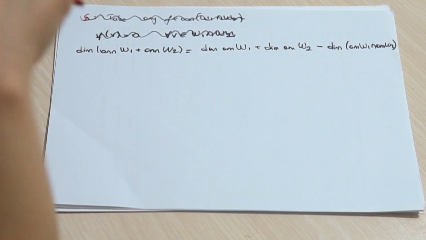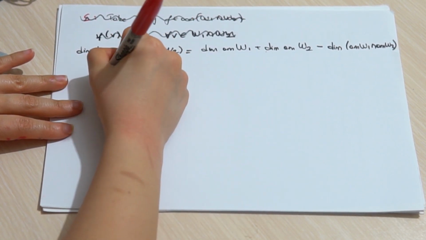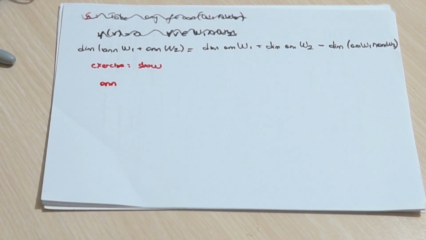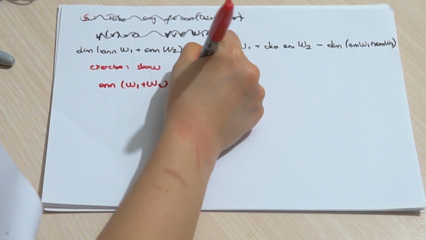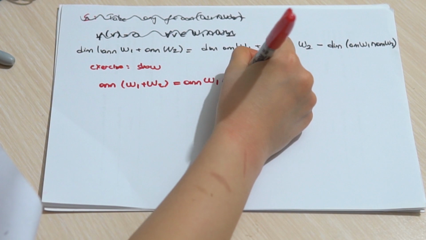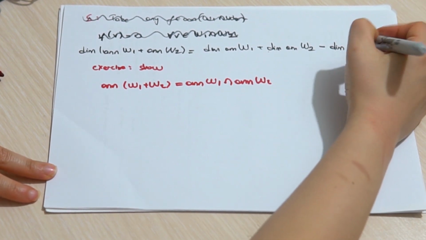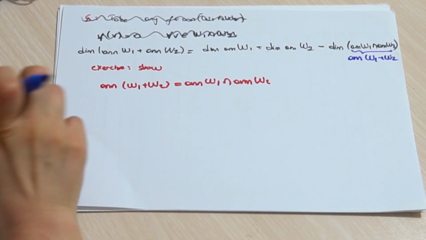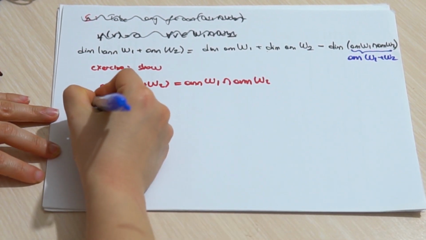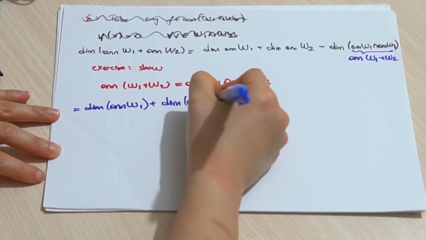And this is an exercise for you. Show that the annihilator of W1 plus W2 is equal to the annihilator of W1 intersection with the annihilator of W2. Now here we have the annihilator of V1 intersection with the annihilator of V2, right? So this is equal to the annihilator of V1 plus V2. So this is equal to dimension of the annihilator of V1 plus dimension of the annihilator of V2.